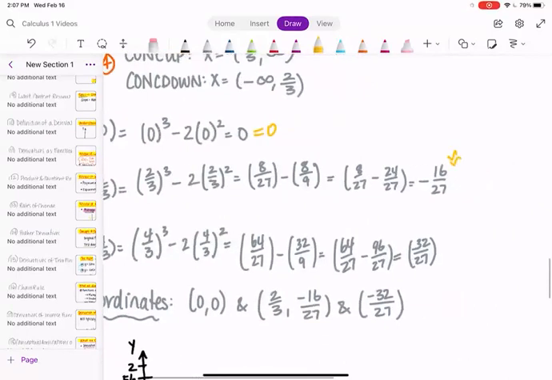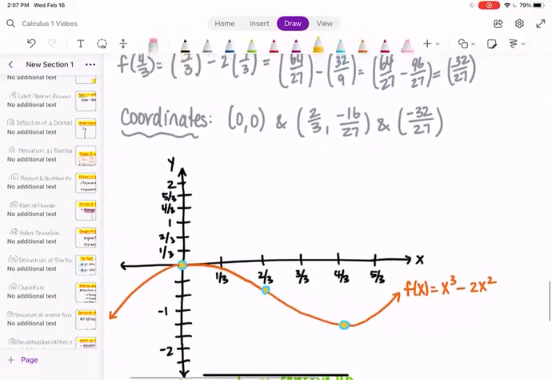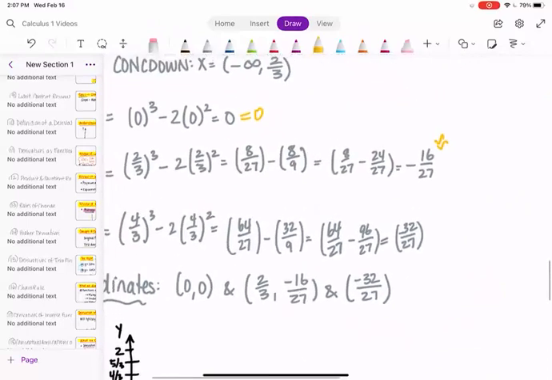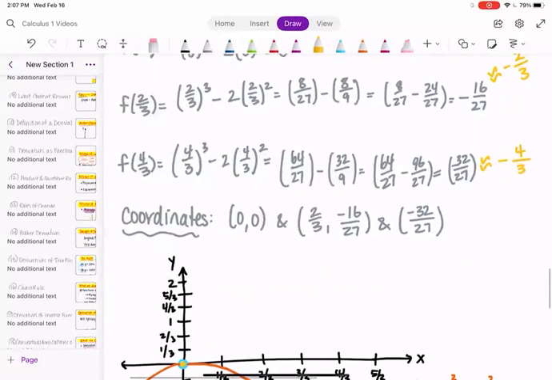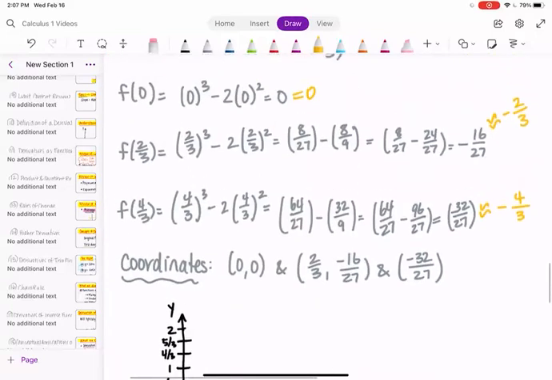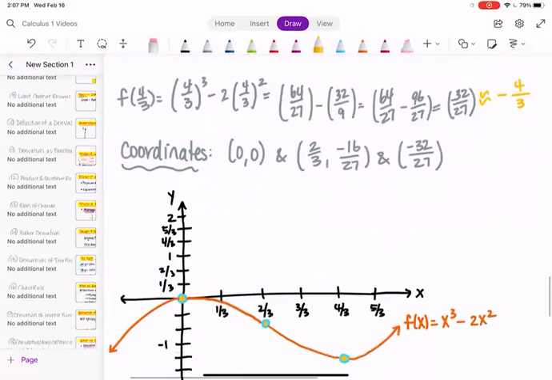I approximated this, because I ended up drawing my axes in terms of thirds. So that works out to be a little bit less than, or technically more than, negative 2/3. It's a little bit less than that, but it's a rough enough approximation. And then this one we ended up saying was a little bit less than 4/3, right around 4/3. So that's what we ended up approximating.